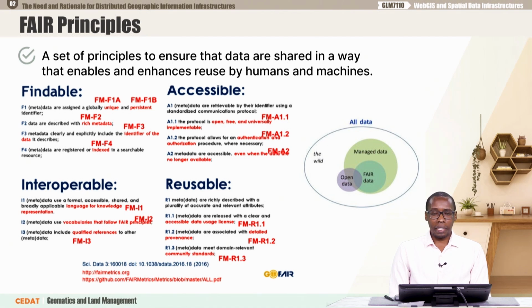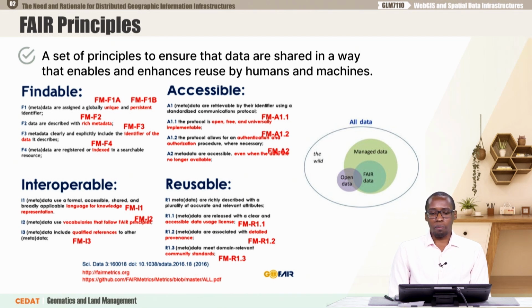Then we should be able to access this data or metadata via protocols that are open, that are universally acceptable, and this data should be interoperable, should be encoded in formats that are broadly accepted and with vocabularies that allow us to be able to share this information in a seamless way across organizations.